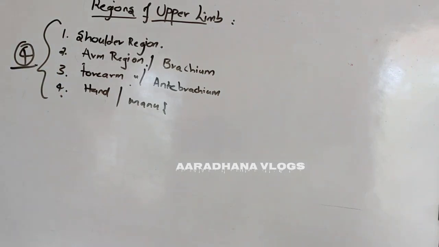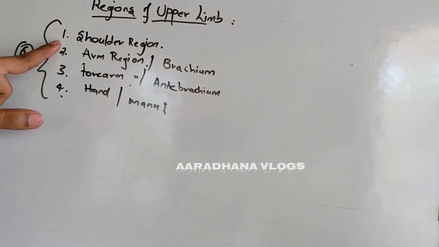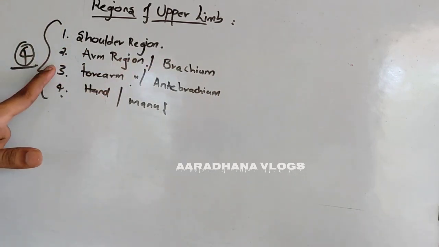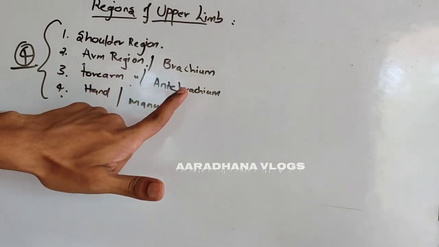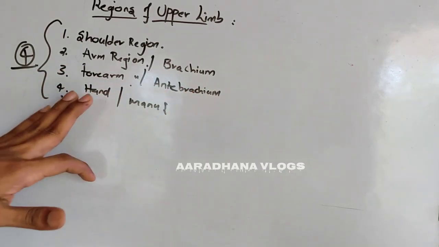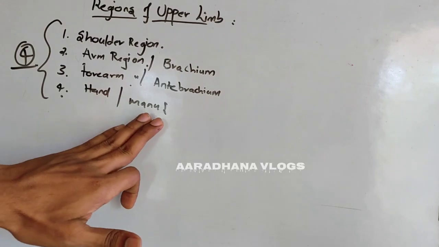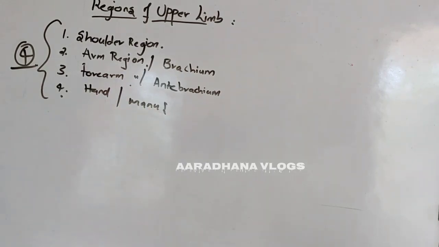We have two upper limbs, the right upper limb and the left upper limb. The regions in the upper limb are: first, the shoulder region; second, the arm region, also known as brachium; third, the forearm region, known as antebrachium; fourth, the hand, also called manus. So let's see what the shoulder region is made up of and what it includes.